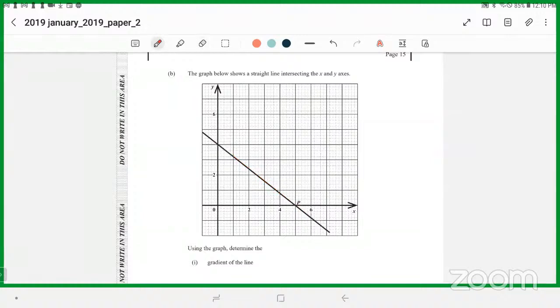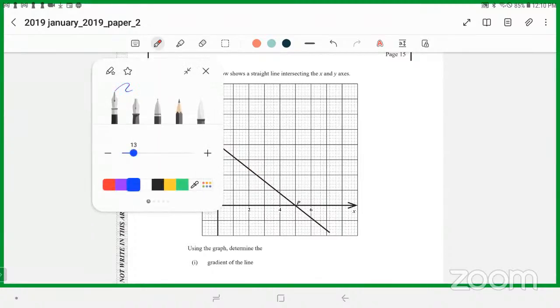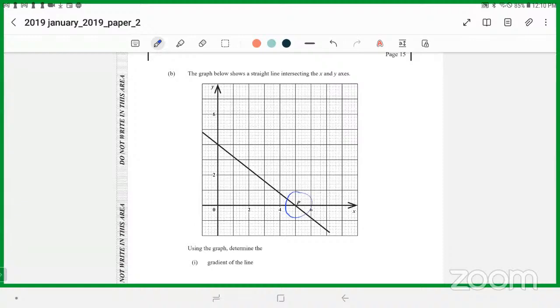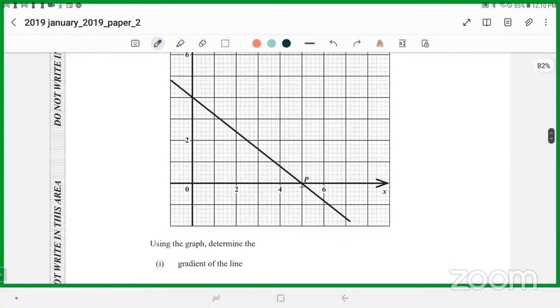Question says, the graph below shows a straight line intersecting the x and the y-axis. So this is the x-axis intercept. This is the y-axis intercept. Let's put in the values. Right here is a 5. It intersects at 5. Here is 1, 2, this is 3, this is 4. So sometimes they leave off these things to throw you off. You have to make sure you count. So right here is 4, it intersects the y-axis.